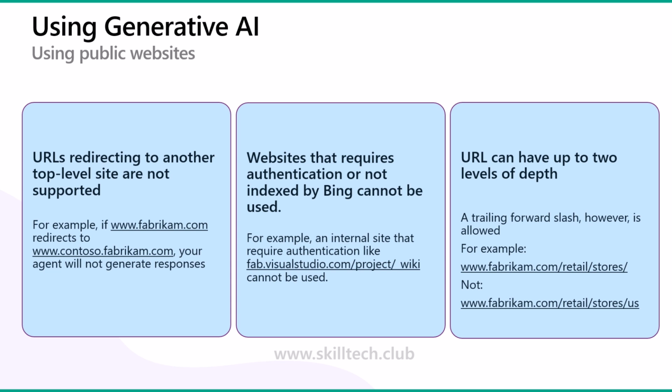Also, the website URL for generative answers can have up to 2 levels of depth. As visible in the slide, your URLs can have 2 levels of depth; a trailing forward slash, however, is allowed. For example, if you have retail/store/US, then up to retail and store is going to work, but not multiple depths beyond that. So up to 2 levels of depth. After the base URL, you can have 1 or 2 slashes. That is fine, but not more than 2. So further slashes and categories will not work. Please keep all these things in mind.